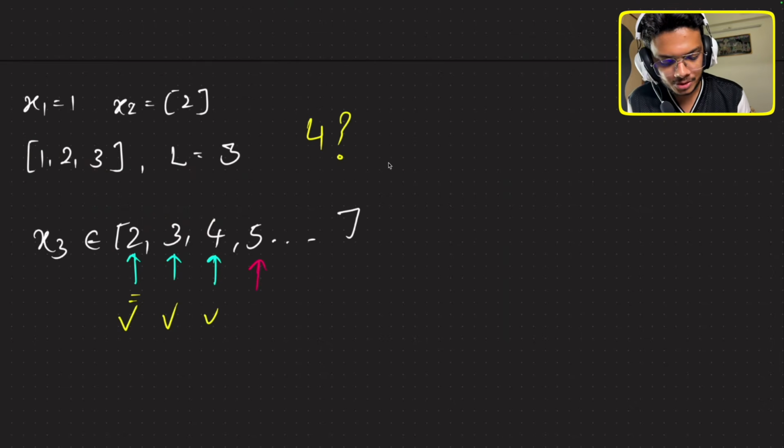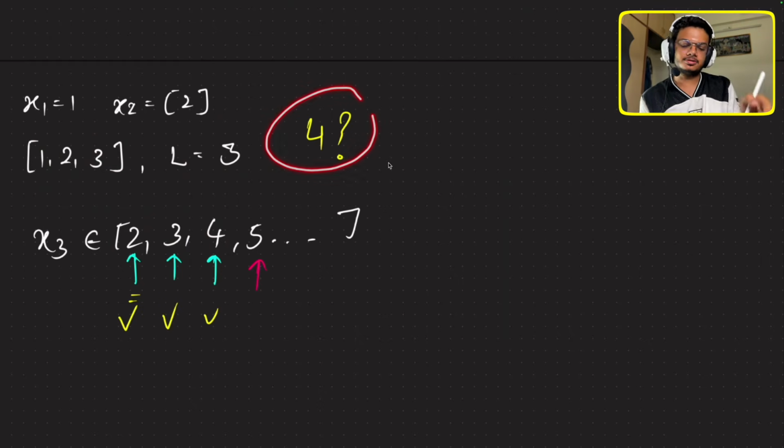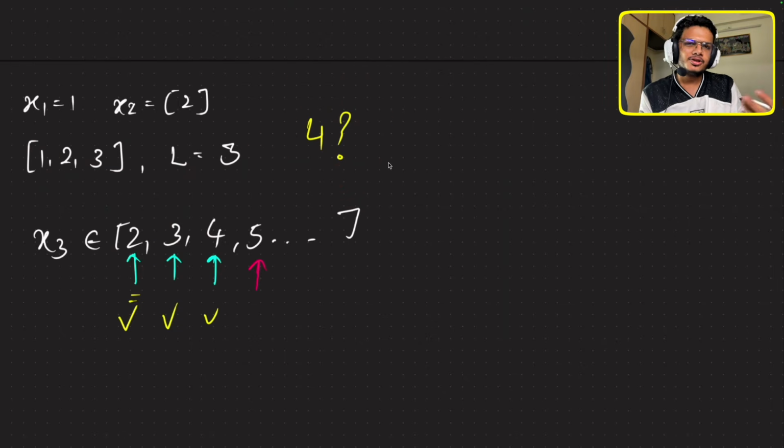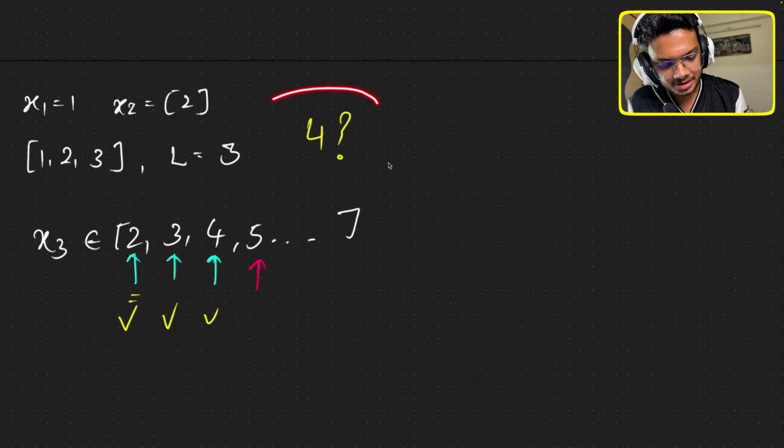So you are only able to create sums till 1, 2 and 3. And if you take a value which is greater than the sum you are after, you definitely cannot create that sum, right? Again, you know that when x1 was 1 and x2 was 2, you could create all the sums in the range 1, 2 and 3. And you were after the sum 4.